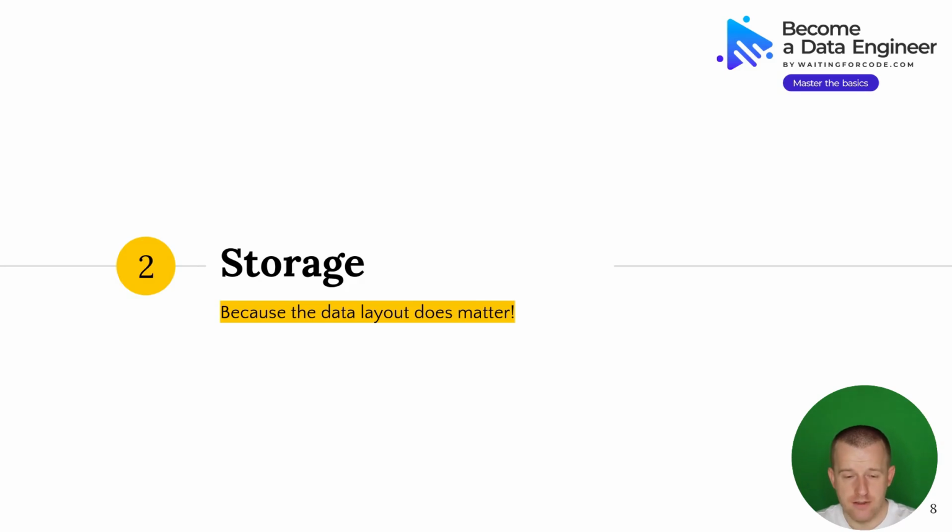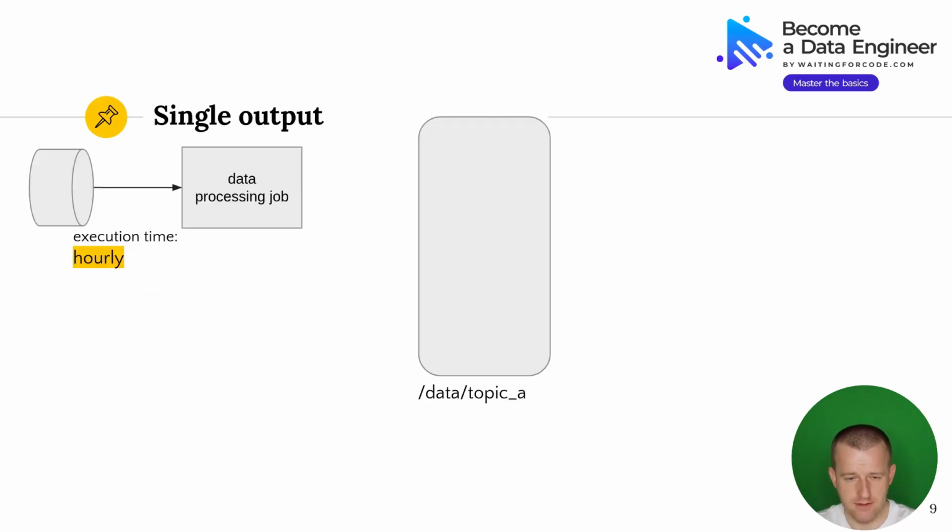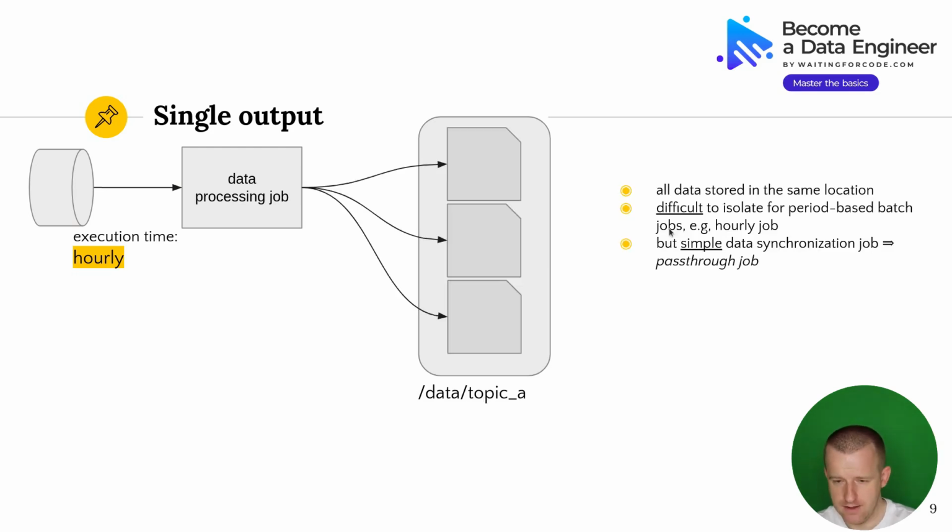And regarding the storage, data layout does matter, as you already know from this lesson, and there are different strategies you might have for this batch layer. The first strategy is very rudimentary, very easy. So you have your streaming job and you write data to a corresponding container. For example, here we have an Apache Kafka topic A, and we write this data to topic A subdirectory.